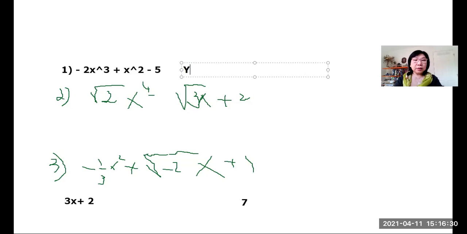There's nothing wrong, so I'm going to say yes. This is a polynomial function. Now let's look at the second one. Is this a polynomial function or not?